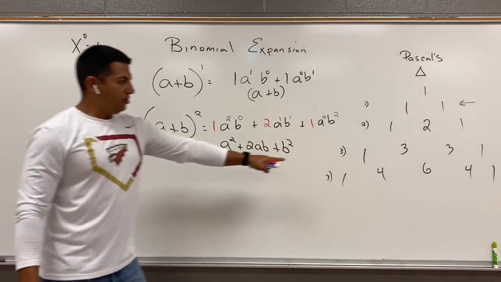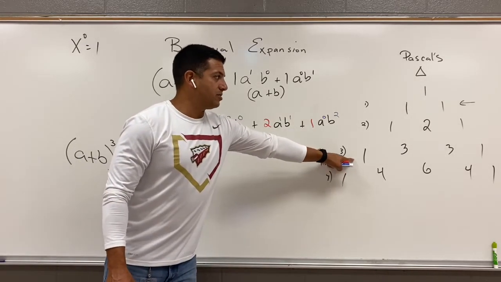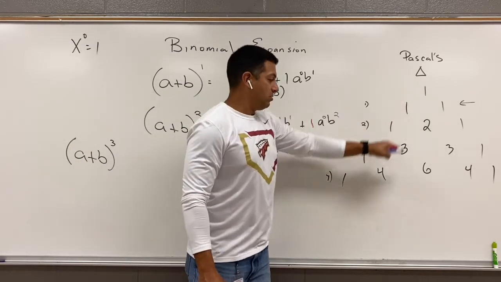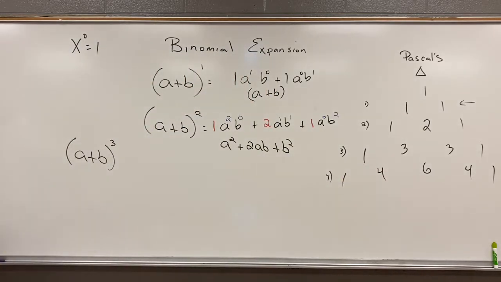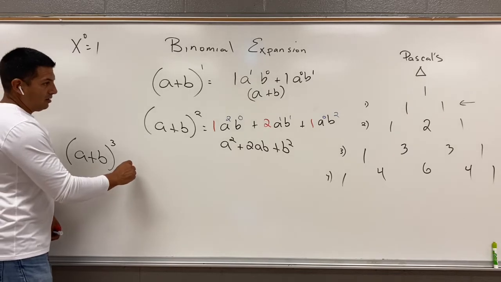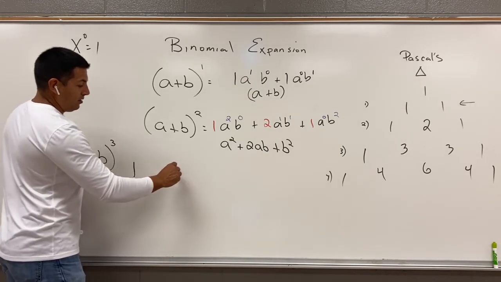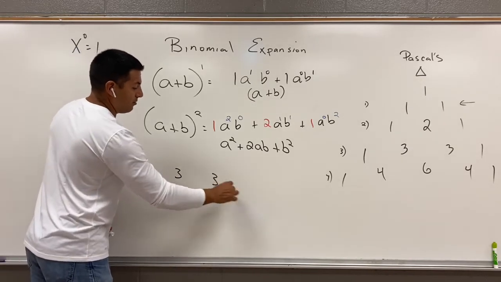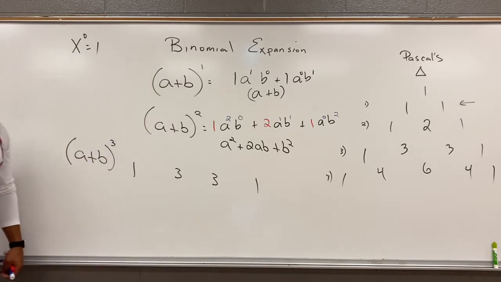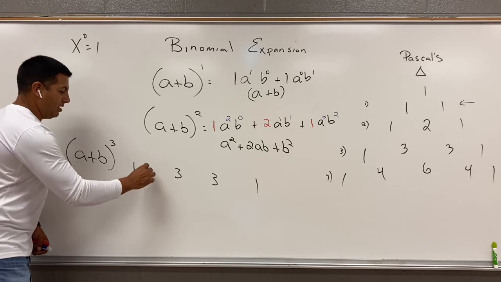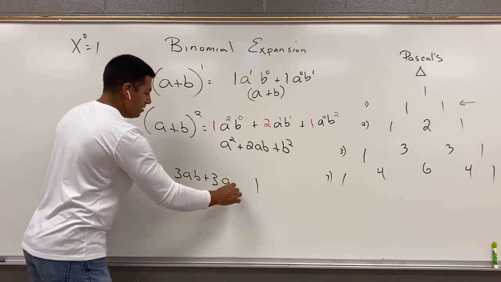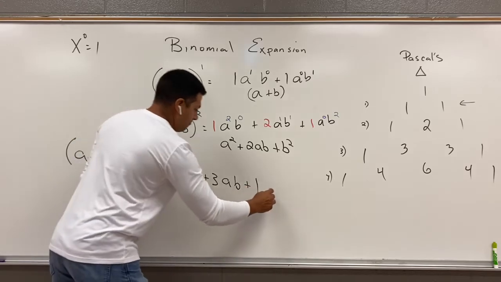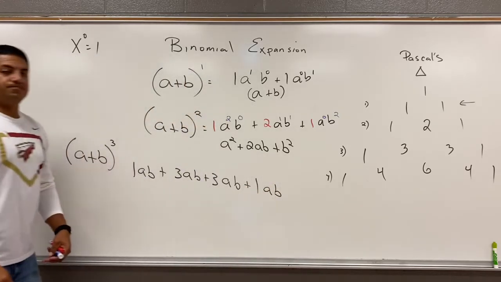So if we want to use the third power, we're going to use this third row. We don't count this first row at all. So that third row right there, now we're dealing with 1, 3, 3, and 1, right? As our coefficients. So we're going to write an AB for each one of those.